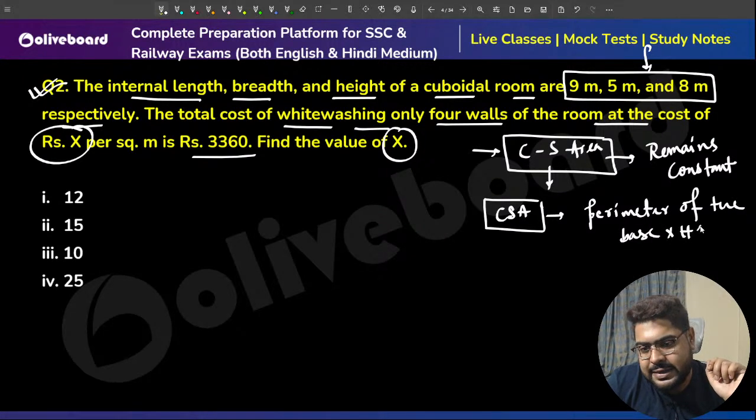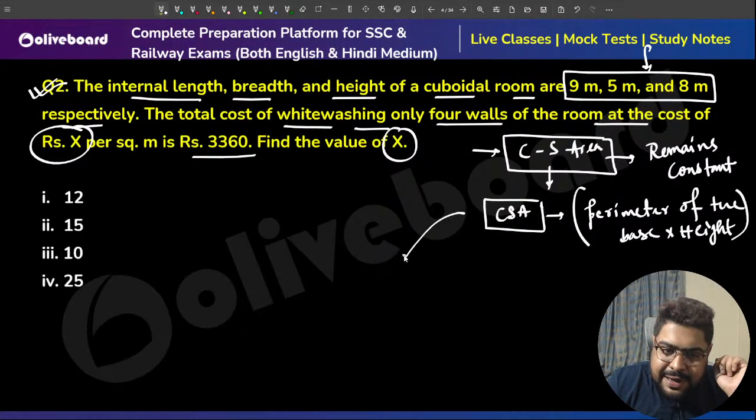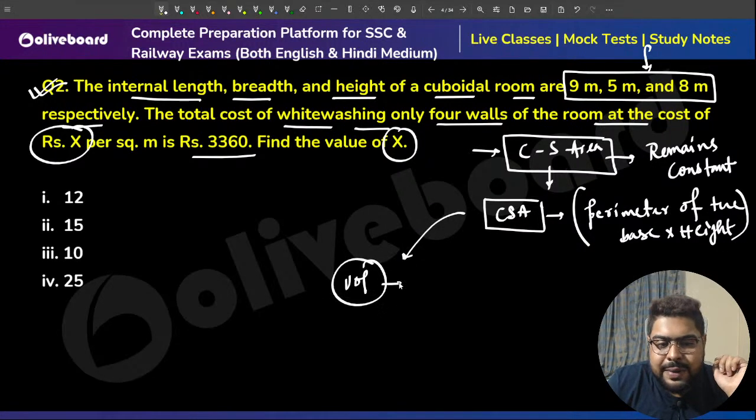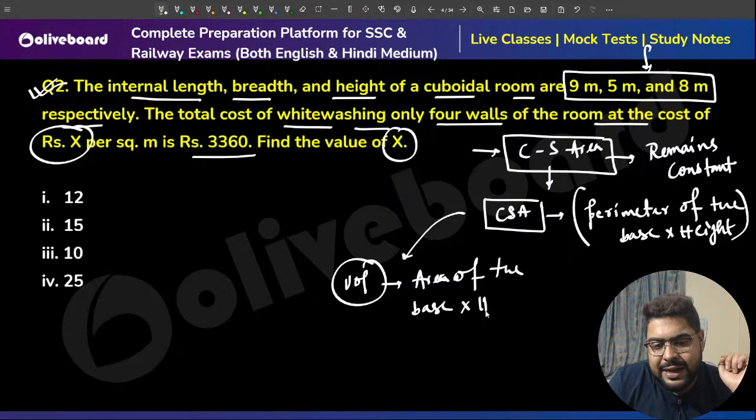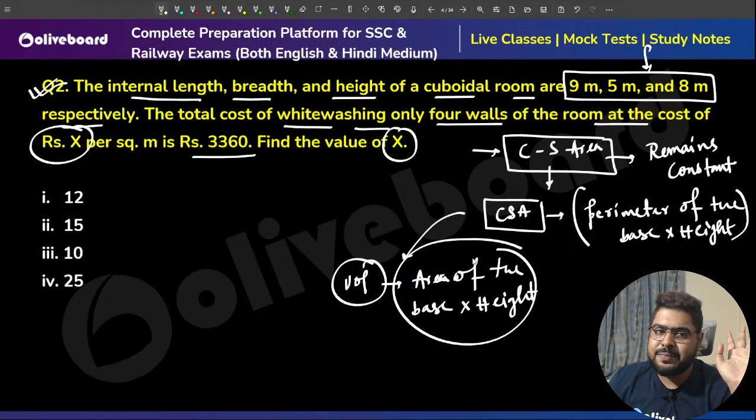into height. This is a wonderful way to remember the formulas. Similarly, volume will be the area of the base into height. So I've given you 2 things here, right?